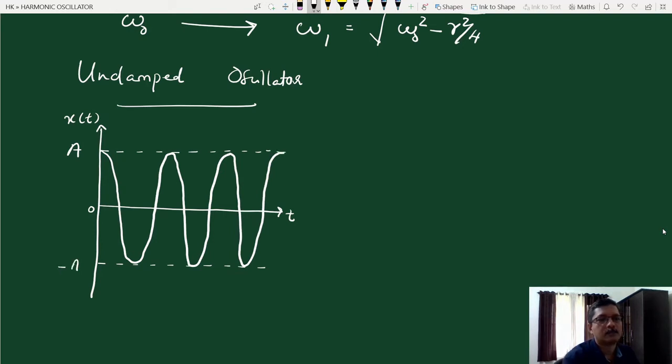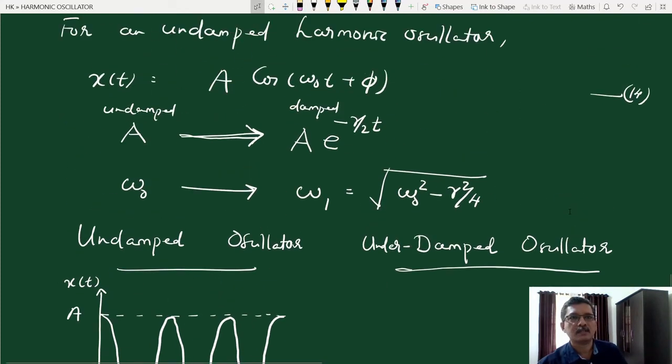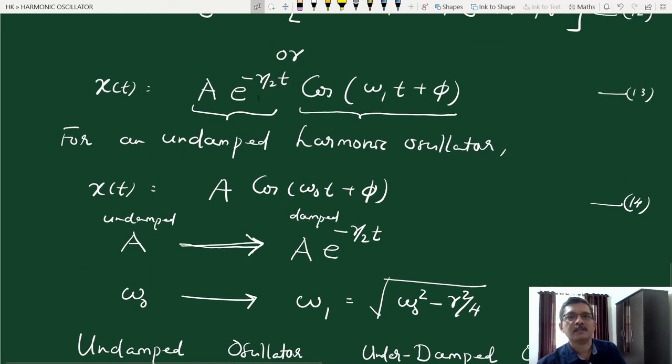Okay, amplitude is a constant, A, its magnitude is A. But what about a damped oscillator, in this case the underdamped oscillator? In the case of an underdamped oscillator, there can be further two situations. For an underdamped oscillator, the important point is that the amplitude is exponentially decreasing. There is an oscillatory part, but the amplitude will be exponentially decreasing.